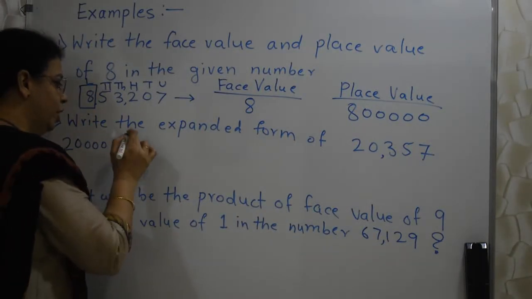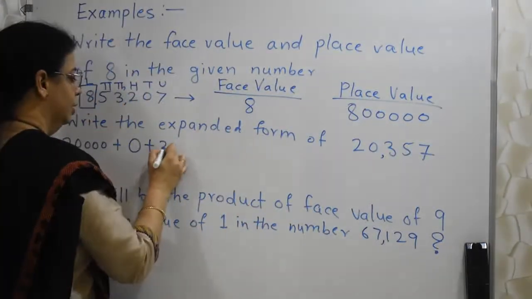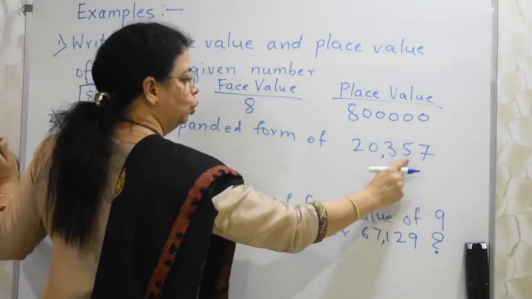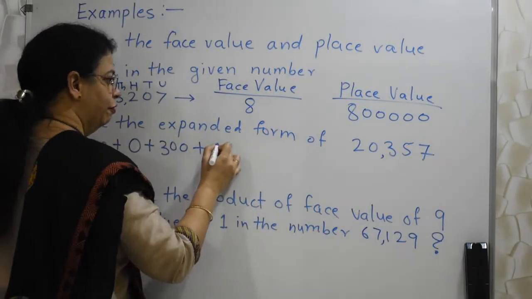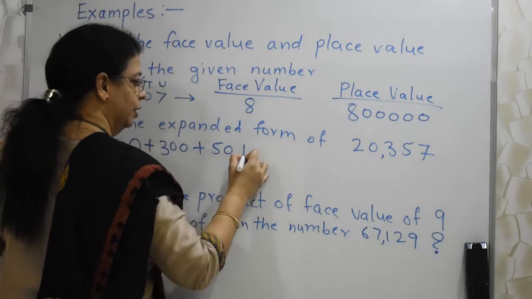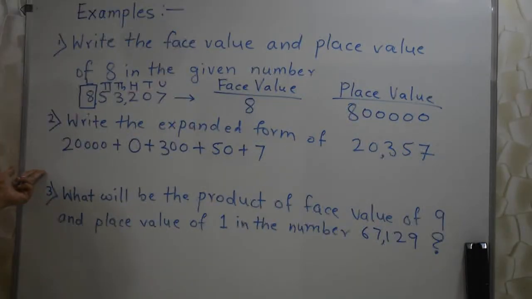Okay. So here I am writing at the moment 3, then 2 numbers. So 2 zeros. It's in hundreds place. 5 is in tens place. And 7. Over. This is the expanded form.